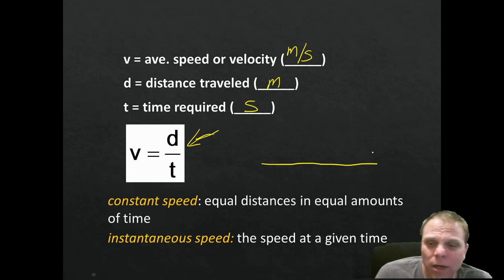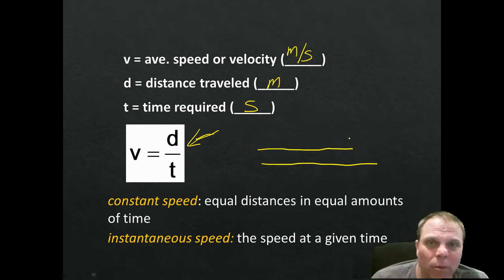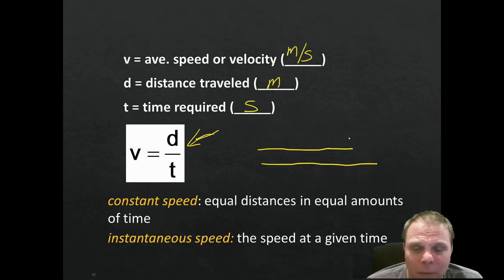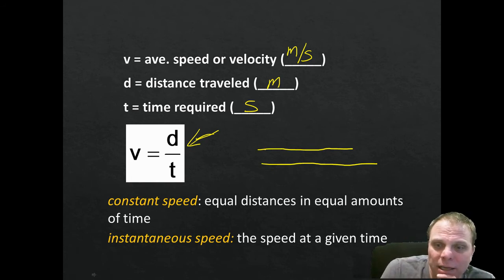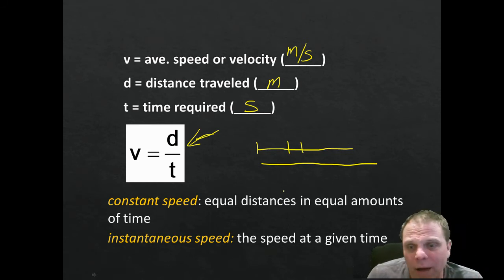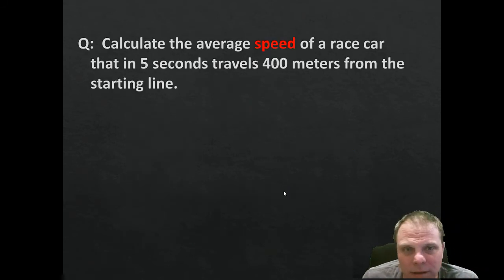However, I could give you a strange path where I'm speeding up and then I slow down, speed up, slow down, speed up, slow down. I could have something where I'm going fast and slow and fast and slow. Well, instantaneous speed would measure whatever speed I was traveling at that particular gap of time. So if I started really fast here, in this little part, then I might have a higher instantaneous speed. And if I slowed down there, it might be a slower instantaneous speed. So we have instantaneous speed being a speed at a particular given time.